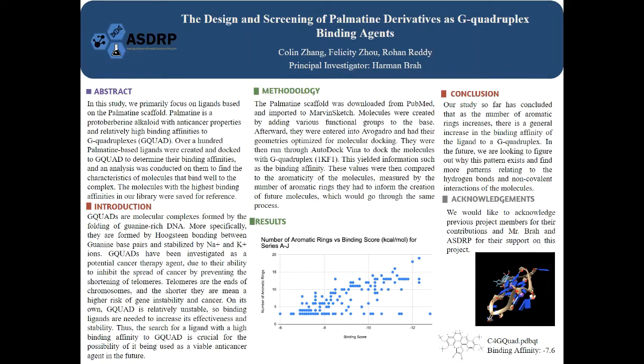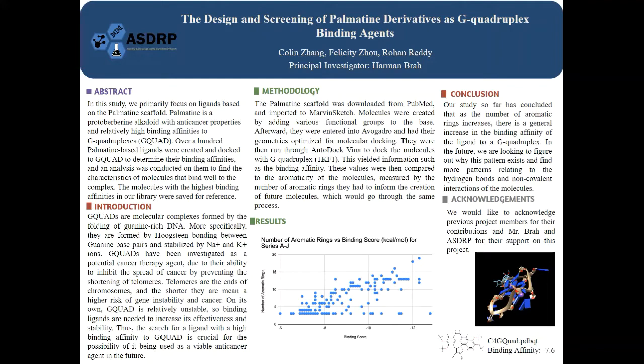So far, our group has docked, created, and analyzed over 160 ligands. Till now, our study has concluded that as the number of aromatic rings increases, there is a general increase in the binding affinity of the ligand to a G-quadruplex. We can see this trend in the graph in the results section, as Colin mentioned.